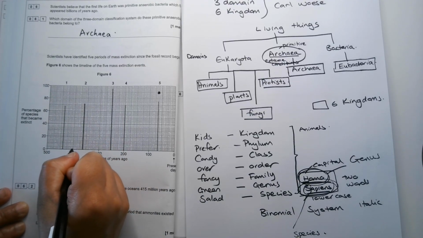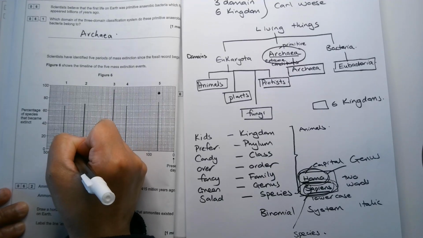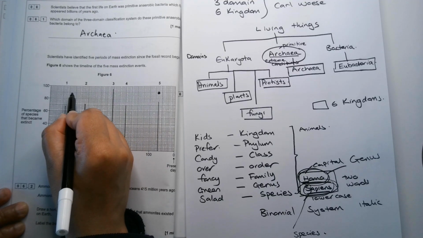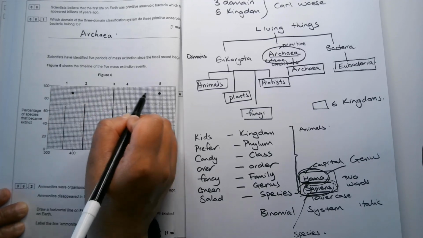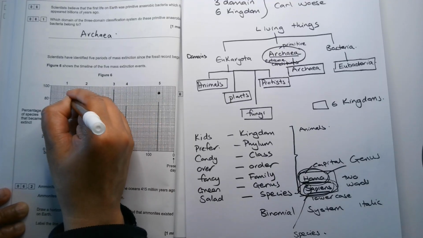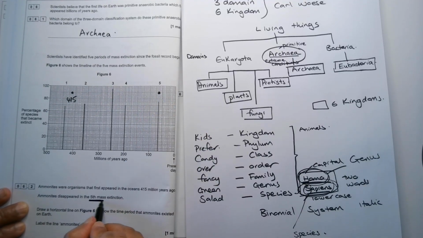415 is in this direction, and 10, 20, so 2 squares is 10, so 3 squares would be 15. You can draw this horizontal line wherever. I've just put it up here because it's the highest point in the graph. And then you take these two, so that's 415. That's the fifth mass extinction, it tells me there.